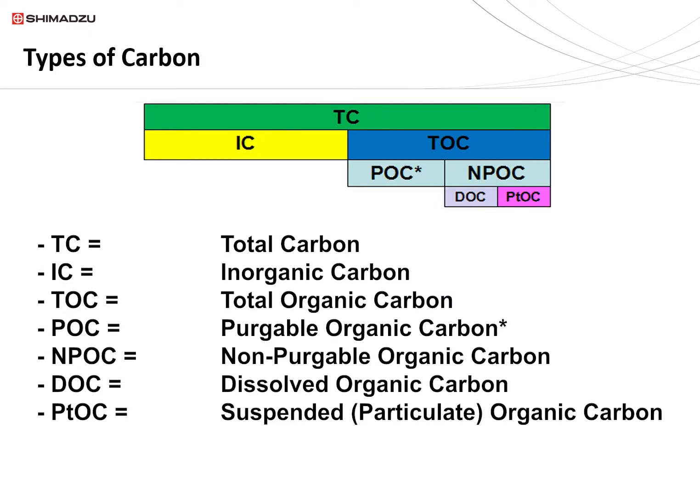Types of carbon. TC is total carbon, shown in green. TC is a combination of total organic carbon, TOC, shown in dark blue, plus inorganic carbon, IC, shown in yellow. TOC can be further broken down into non-purgeable organic carbon, NPOC, plus purgeable organic carbon, POC. If POC is assumed to be 0, then NPOC equals TOC. The advantage of this is there is only one measurement to be made. NPOC can be broken down further into dissolved organic carbon, DOC, and particulate or suspended organic carbon.